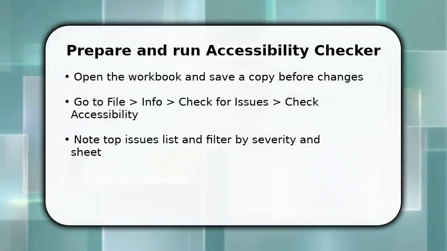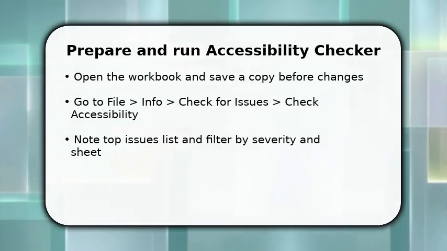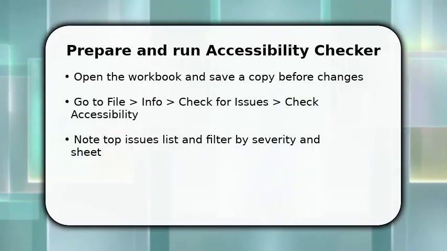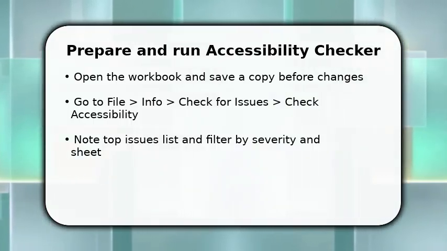Once done, scan the results pane and prioritize high-severity items. You'll focus on issues that block screen readers first. Make sure to note which sheet each issue is on, so you can address them in order.